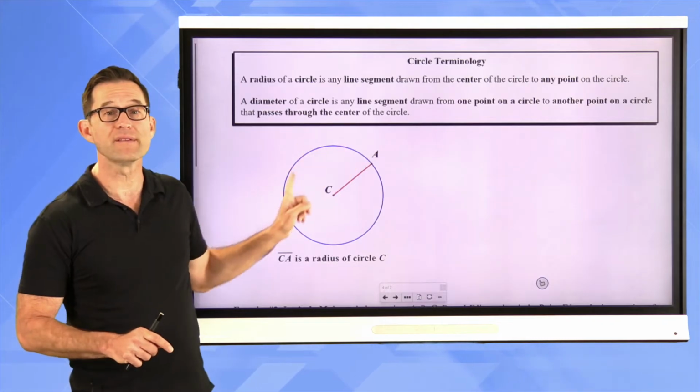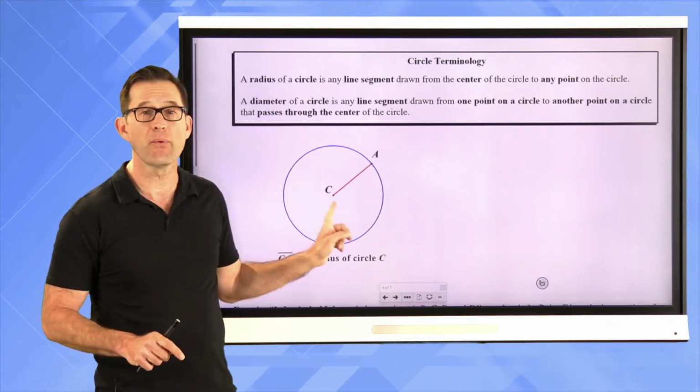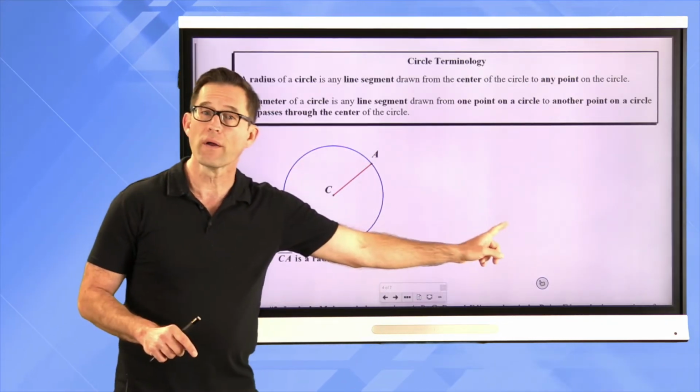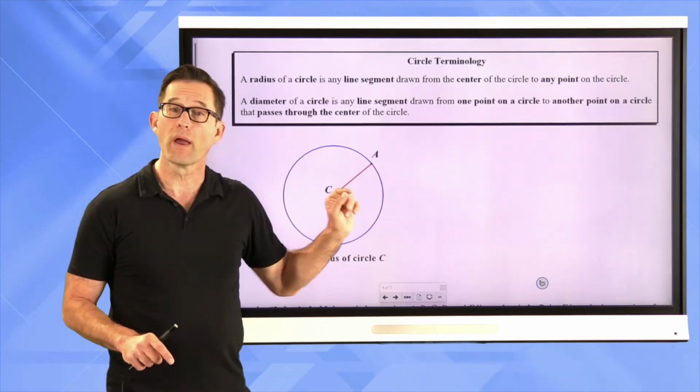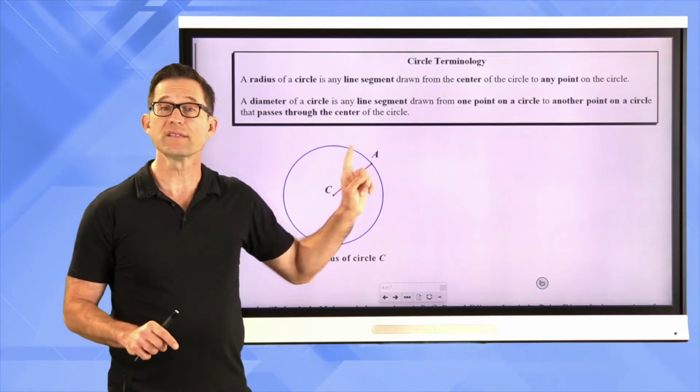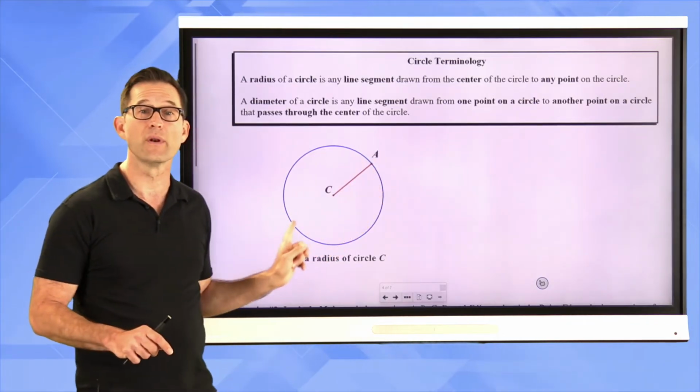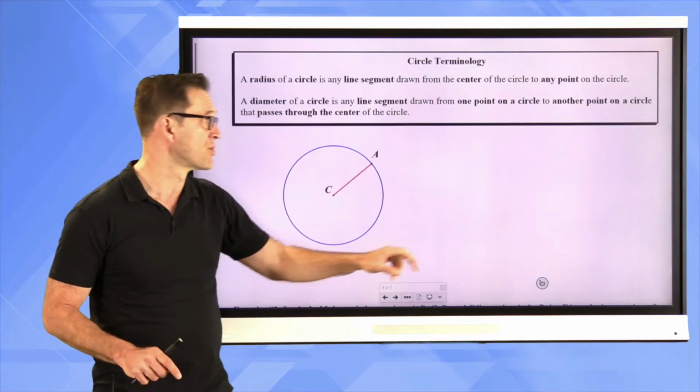And again, I want you to keep in mind, when I refer to points on a circle, I'm talking about points on this curve. I'm not talking about points that are on the inside of the circle or on the outside of the circle. I'm talking about points that lie along here. So a diameter, again, is a line segment that goes from one point on a circle to another point on the circle, but passes through its center.